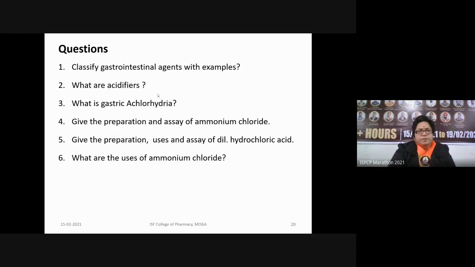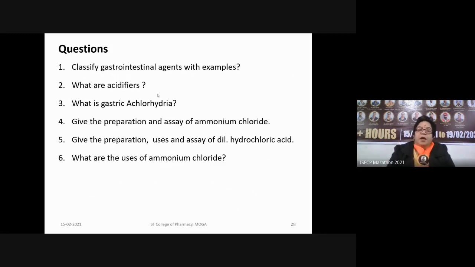Now coming to some important questions which can be asked from acidifiers, like classify gastrointestinal agents with examples. So you have to classify the various types of gastrointestinal agents, like acidifiers, antacids, cathartics. Then what are acidifiers? The next question is what is gastric achlorhydria or hypochlorhydria. These questions can be asked.